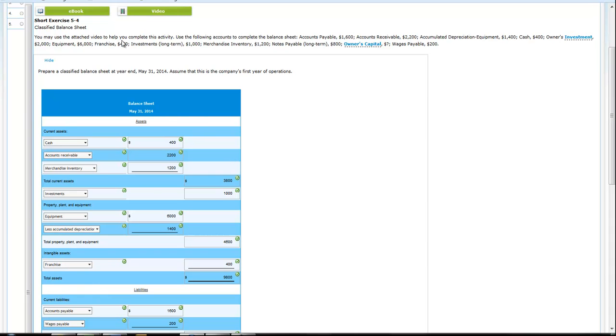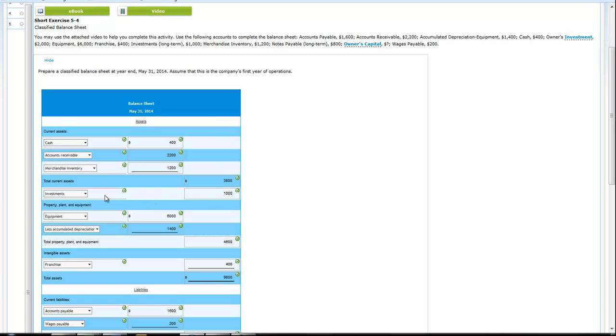So I've taken the information up here and put in our current assets information. Current assets are all the assets that can be liquidated within a year or less, so turned into cash within a year or less. They are listed on the balance sheet in order of liquidation. So we have our cash, accounts receivable, and merchandise inventory. All of their amounts added together give us a total current assets amount.